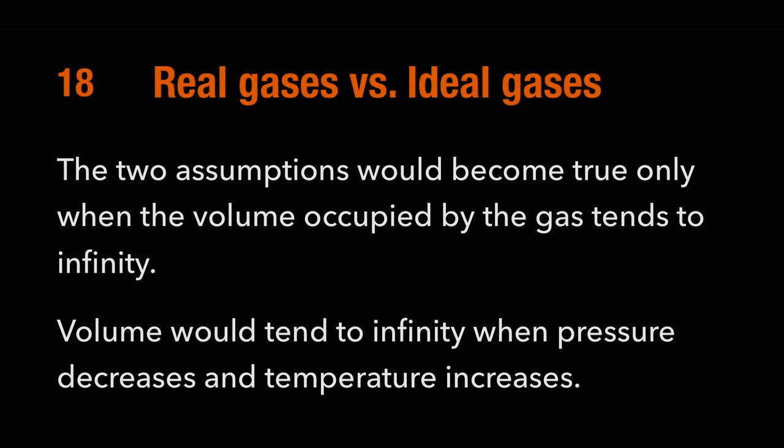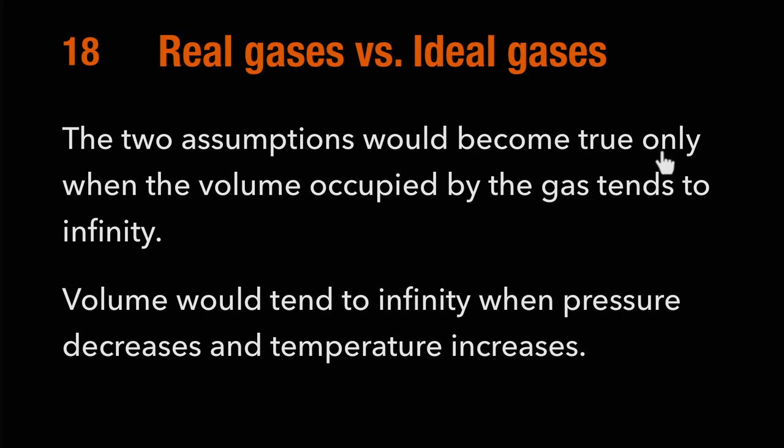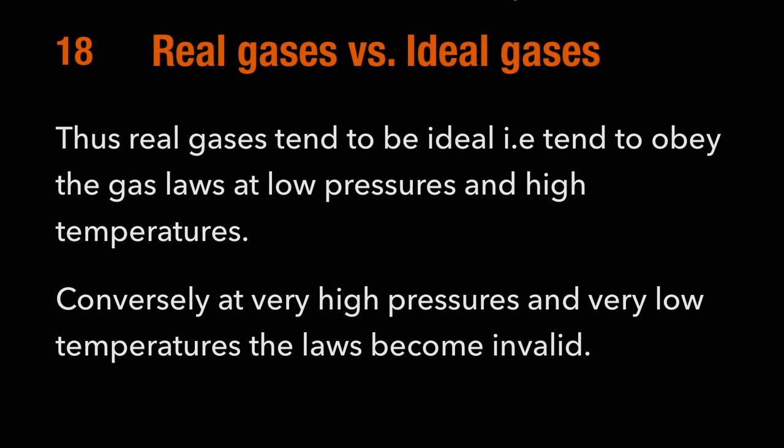So the two assumptions become really true when the volume tends to infinity, meaning volume becomes very large. The volume becomes very large when the pressure is decreasing and temperature is increasing. Those are what we call ideal conditions. In steam engines or factories, we already have high temperature, and room pressure is fine. That's low pressure and high temperature, which is why in the real world the math works out to be approximately correct. So the law is obeyed at low pressures and high temperatures, which means it is not obeyed well at the opposite end.